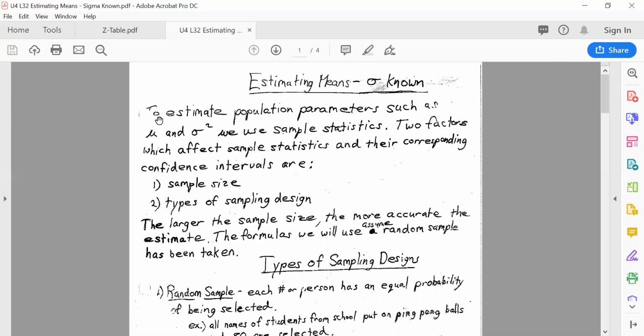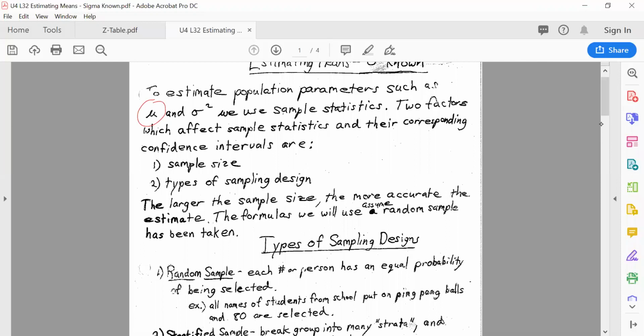Well, let's read this sentence right here. It says, to estimate population parameters such as mu and sigma squared, we use sample statistics. All right, quick breakdown of that. Mu is the population mean. Sigma squared is the population variance. Don't forget those things, but the key word there is population. Two factors which affect sample statistics and their corresponding confidence intervals are sample size and types of sampling design.